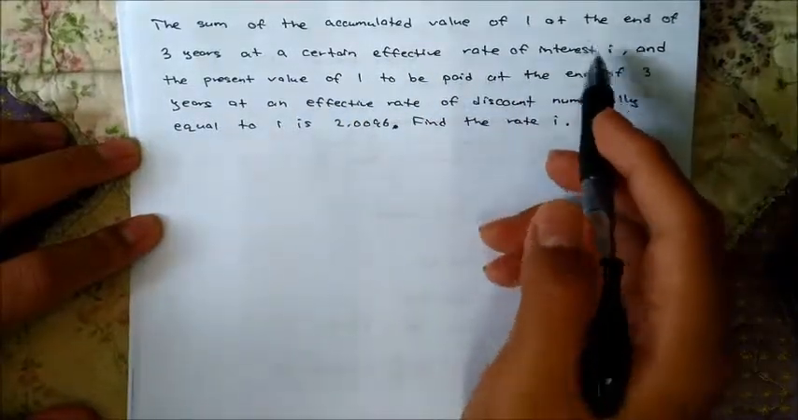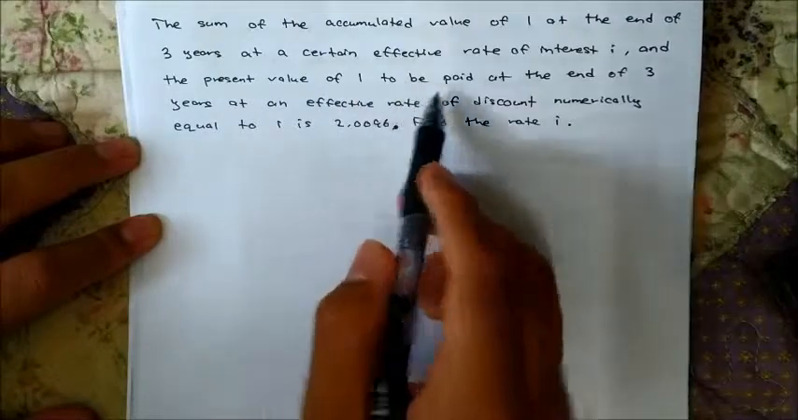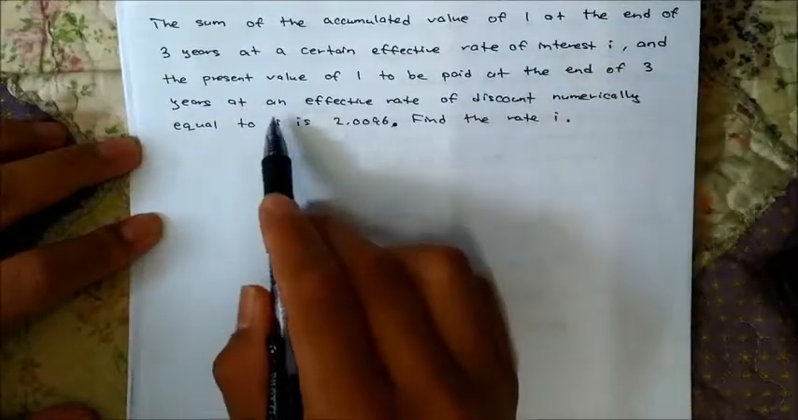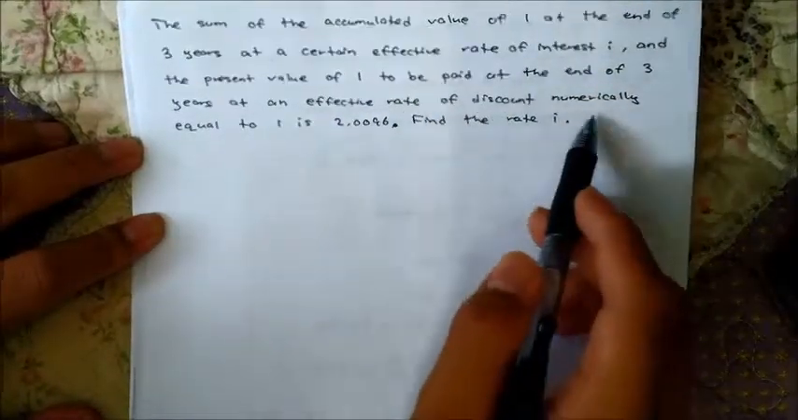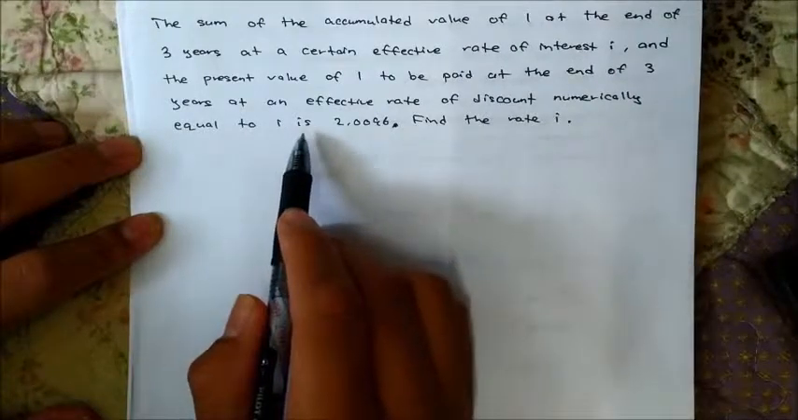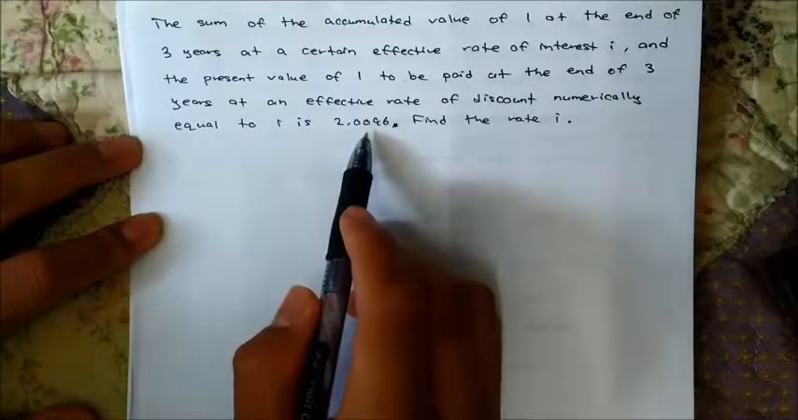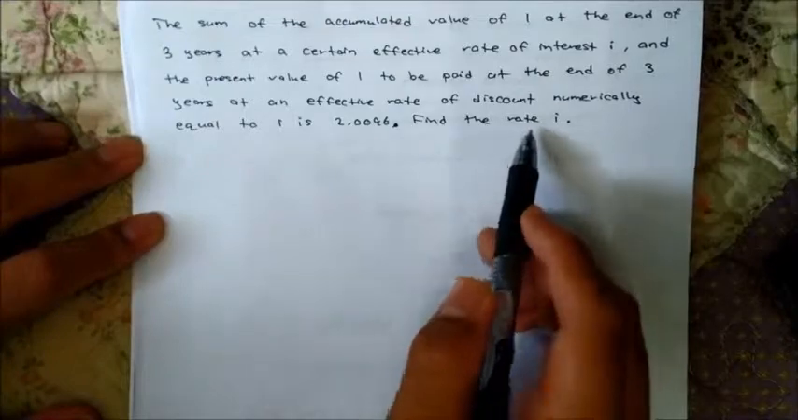The sum of the accumulated value of 1 at the end of 3 years at a certain effective rate of interest, I, and the present value of 1 to be paid at the end of 3 years at an effective rate of discount numerically equal to I, is 2.0096. Find the rate I.